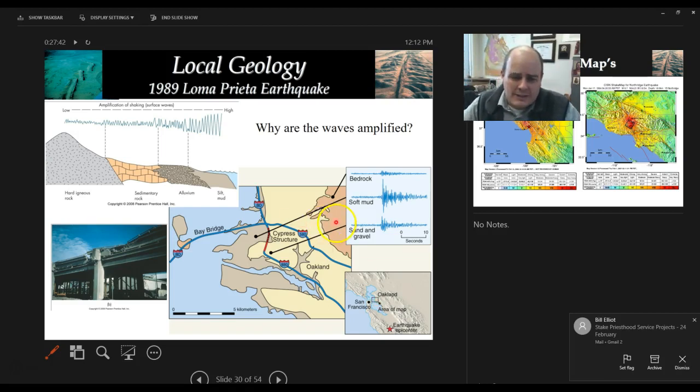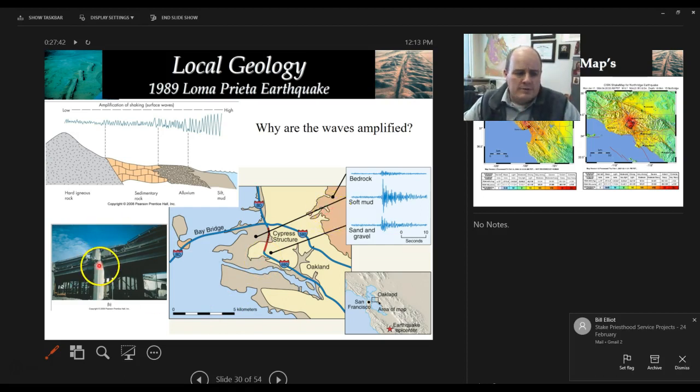Now, what was interesting about this is there's different geology underfoot. So up here where it has bedrock, the waves went through it very quickly, so the amplitude or the amount of shaking wasn't that much. But once it got to this gravel and the muds, where it slows down, the amplitude would actually increase. And because of that amplitude, there was a lot more shaking in those areas than in these other areas.